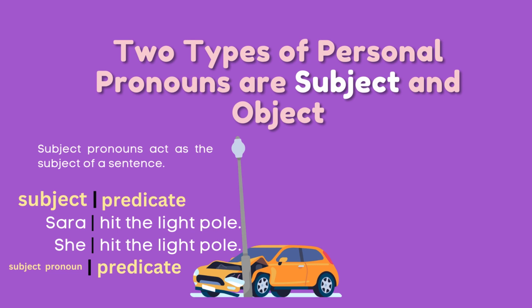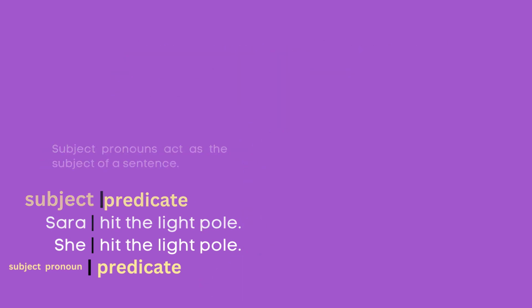A sentence has a subject that does the action, and a predicate called a verb phrase. Subjects, including subject pronouns, usually come toward the front of a sentence. More importantly, they do the action. Sarah hit the light pole. Sarah is the subject. She, Sarah, hit the light pole. Hit is the action and she did that action. She is a pronoun, so, in this sentence, she is a subject pronoun.